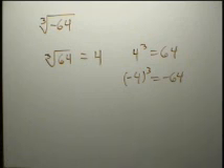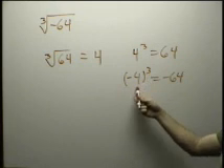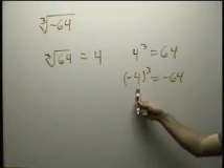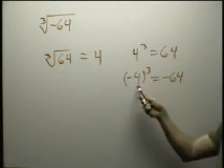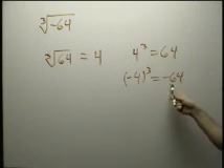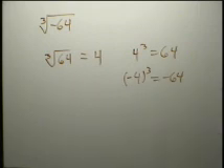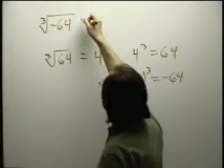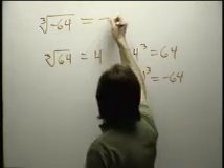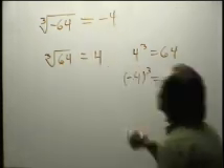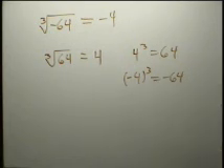Well, what if we try a negative 4? We know that if we square a negative, it becomes positive, but what if we raise it to the third power? Well, negative 4 times negative 4 is a positive 16. We multiply positive 16 by a negative 4, we get a negative 64. So there's no problem here. The cube root of negative 64 is negative 4, because if we raise negative 4 to the third power, we get negative 64.